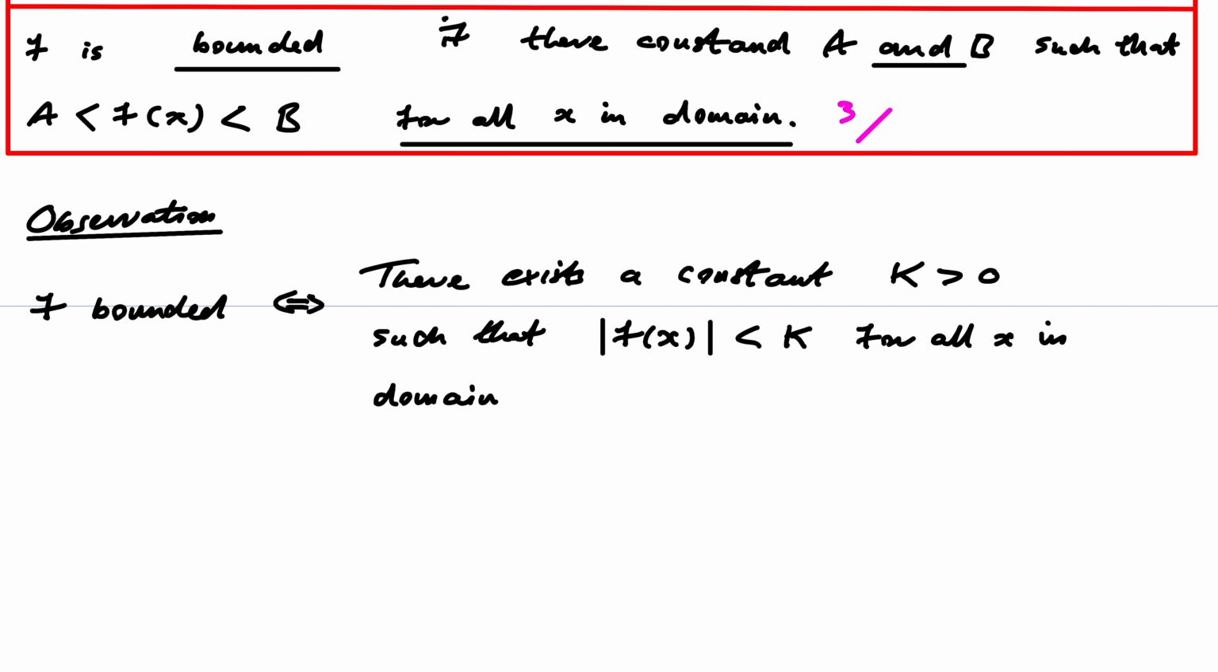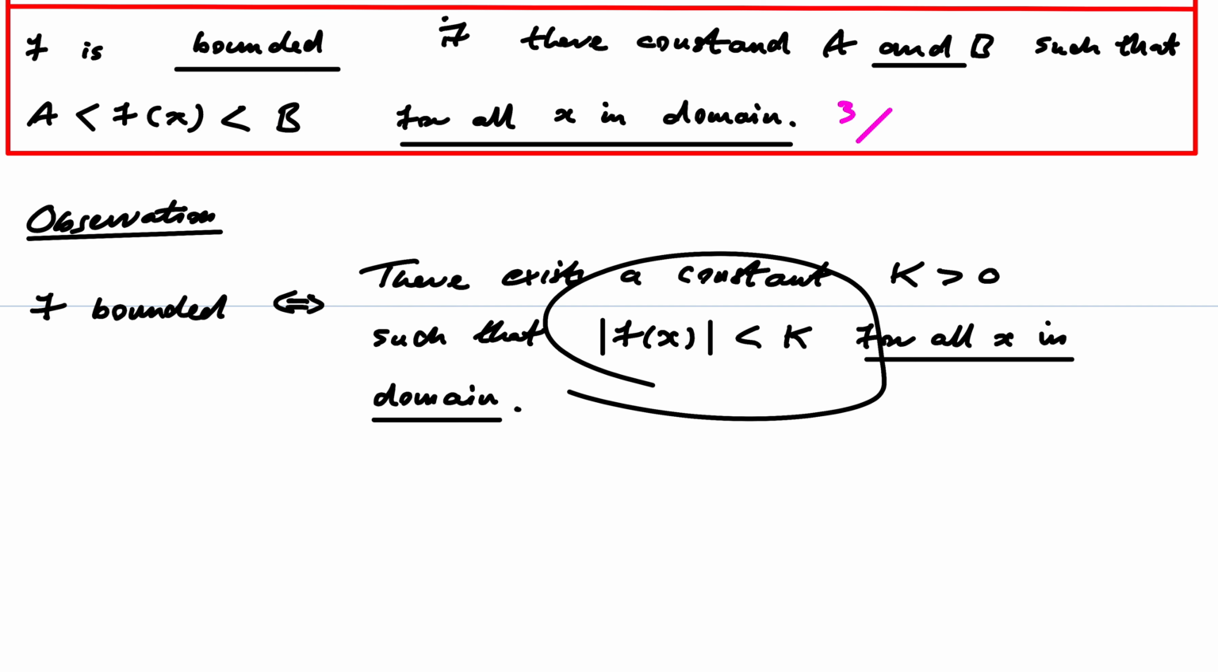Again, as always, for all x in the domain. We could have a restricted version where you're restricting to some interval, let's say, but the main thing here is this statement here. Now, why is this the same thing? Well, what's the absolute value? The absolute value is the distance from f of x to 0. So this is saying the distance from f of x to 0 is less than k.